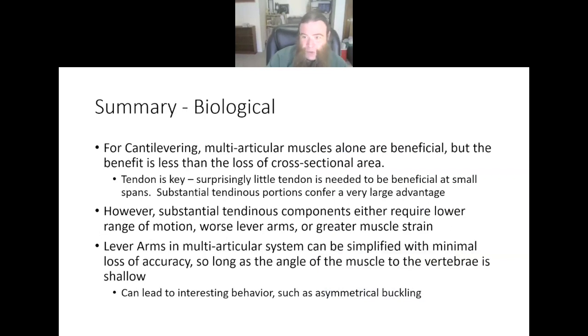So to wrap things up, and hopefully I'm not too far over time, for cantilevering, multi-articular muscles alone are beneficial, but the benefit is less than the loss of cross-sectional area. The key is tendon.